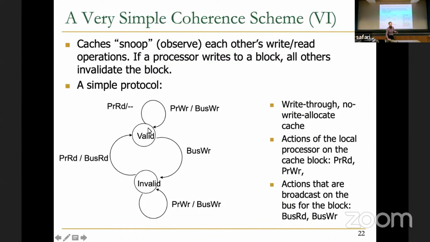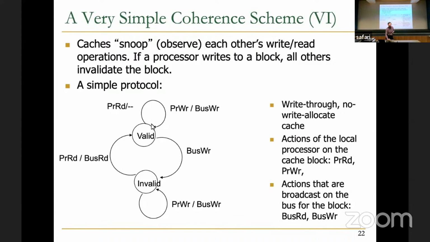Let's take a look at this valid state. You have the block in your cache and you want to write to it. In this case, it's a write-through cache. You write to memory, and you also send a bus write request so that anybody who has the block valid invalidates it. After this happens, this processor is the only processor that has the block at the end, and memory also has the same copy. So this is the write-through cache.